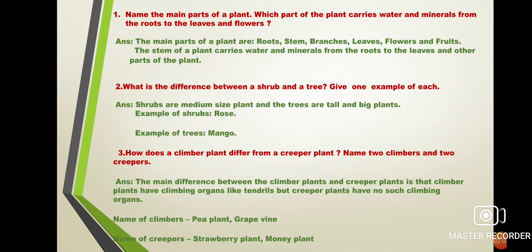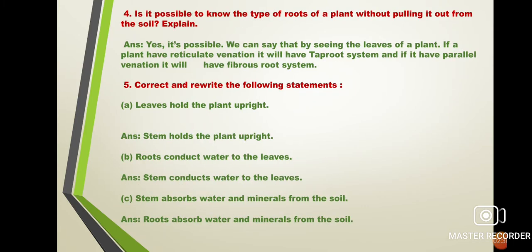Climbers have got a climbing organ known as tendrils, but creepers don't have such a climbing organ. So creepers just grow on the ground only. In the case of a climber, the tendril supports itself on a solid thing and then it grows. Examples of climbers: pea plant, grapevine. Examples of creepers: strawberry plant and money plant.